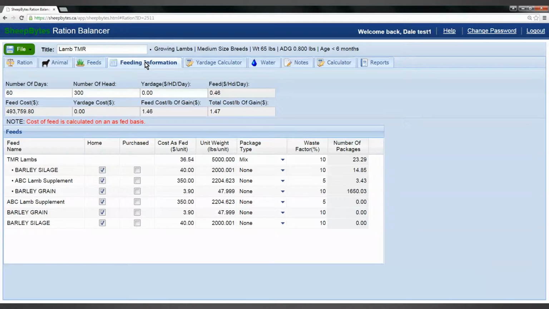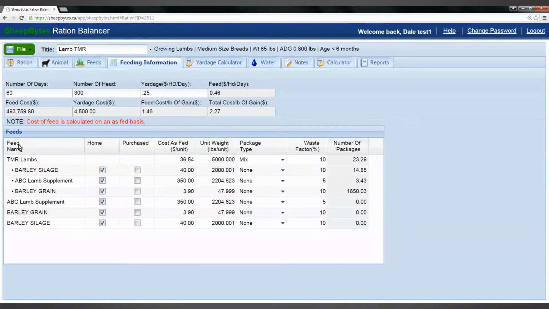We'll go back to feeding information and put a value of 0.25 cents per head per day in there as the yardage cost. So now in the second line here, you can see that for that particular number of head for 60 days, we've got a feed cost, a yardage cost, a feed cost per pound of gain, and a total cost per pound of gain.